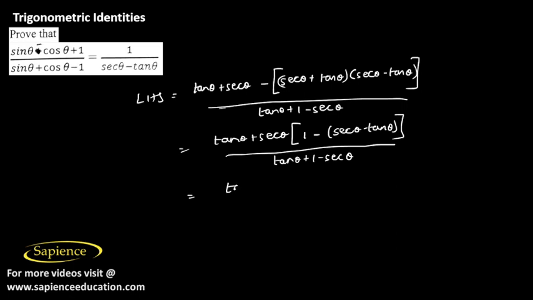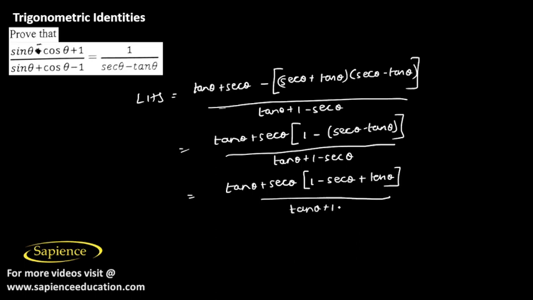Now the numerator will become tan theta plus secant theta into 1 minus secant theta plus tan theta, which is similar to the denominator tan theta plus 1 minus secant theta. By rearranging the denominator we will get this term, so we can cancel them.